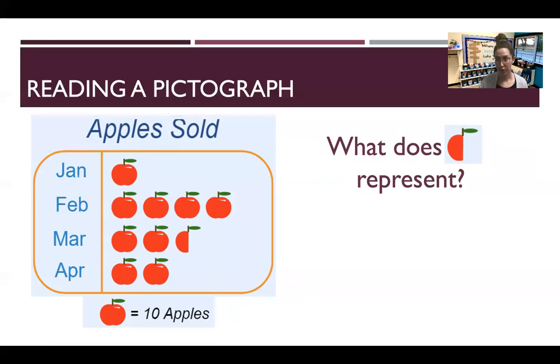All that I'm going to do is I'm going to take my 10, it's no longer 10, and I'm going to split it in half. Or another way to say that is divide by 2. If I take 10 and I divide it by 2, it equals 5. So that means my half an apple doesn't mean 10, it actually means or represents 5.